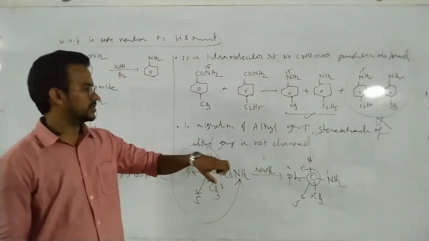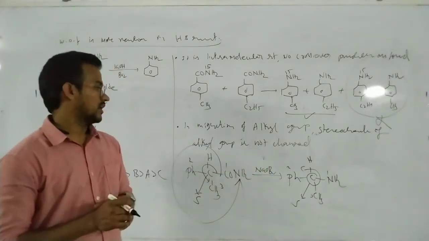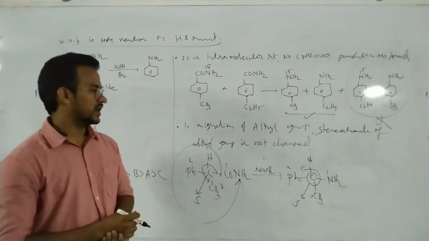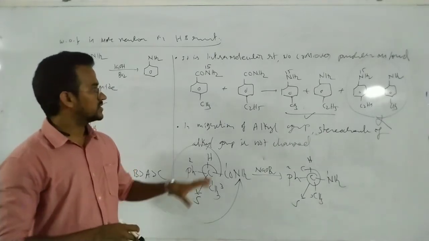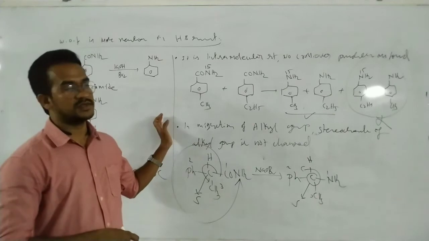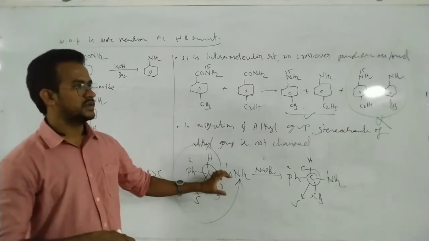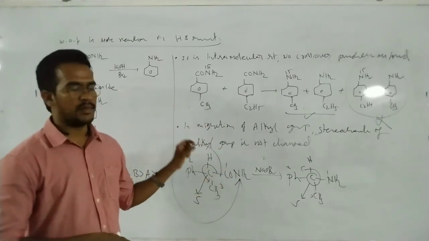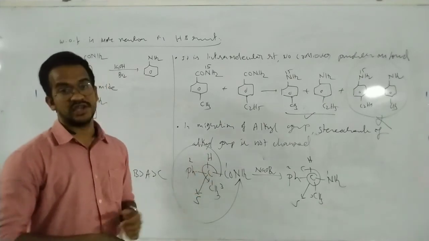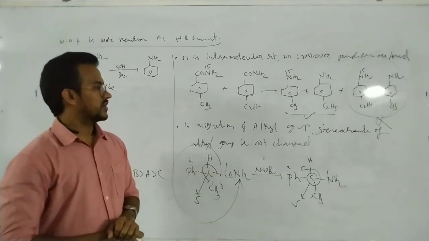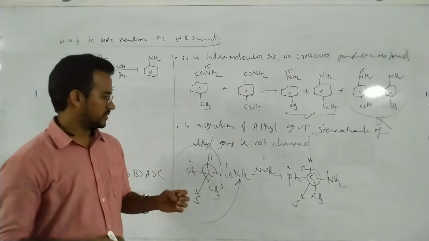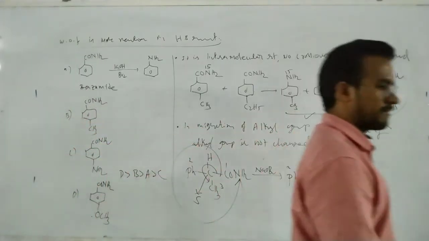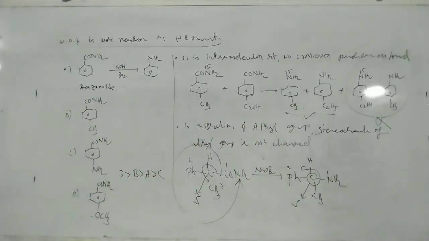In the migration of the alkyl group, the stereochemistry of the alkyl group is not changed. That means the configuration of the alkyl group is not changed. These are very important points: reactivity, no crossover products, and the stereochemistry of that amide. Of course, that carbon is not changed. Very, very important points to make note of, so write down this.